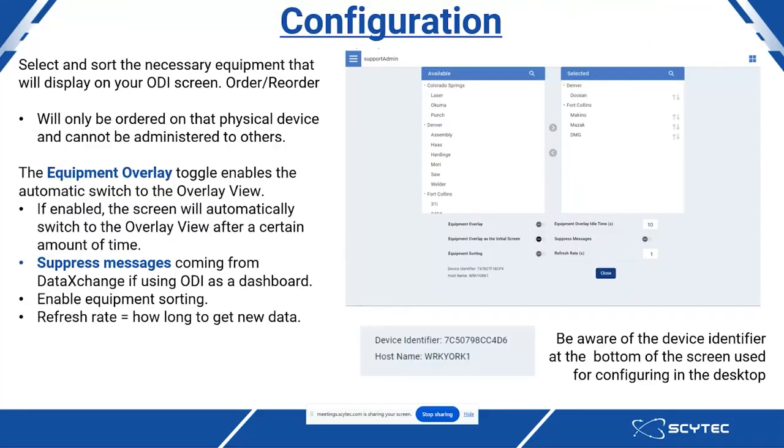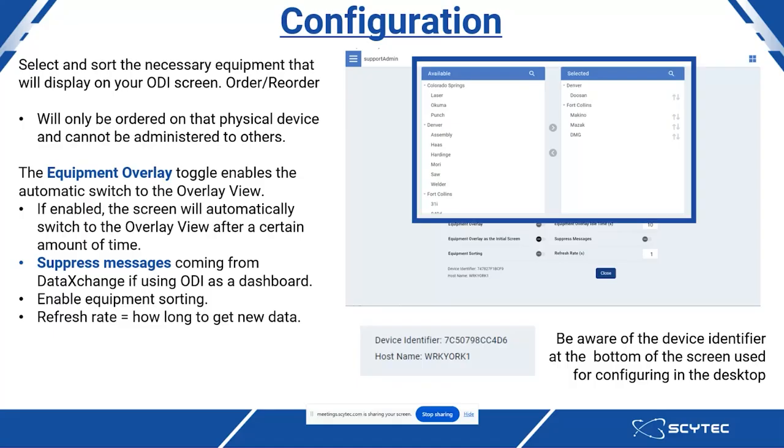So the configuration for the machinery that you will see displayed in the operator data interface, as I said, can be achieved by clicking on those three lines that you see next to support admin on the home screen, or whoever the logged in user is. You can select and sort the necessary equipment that will display on your ODI screen and order and reorder them. This will only be ordered on that physical device that you are currently on, so the tablet that you are currently working on by the machine.